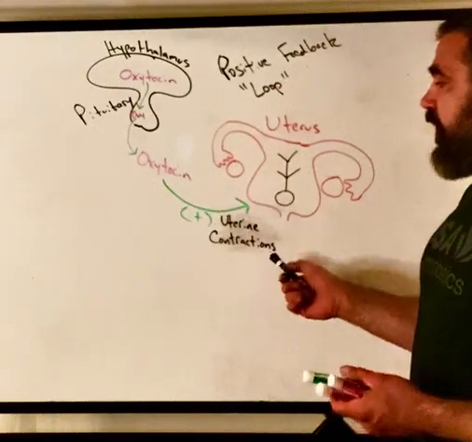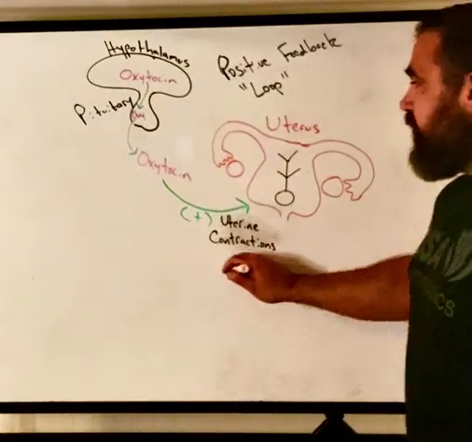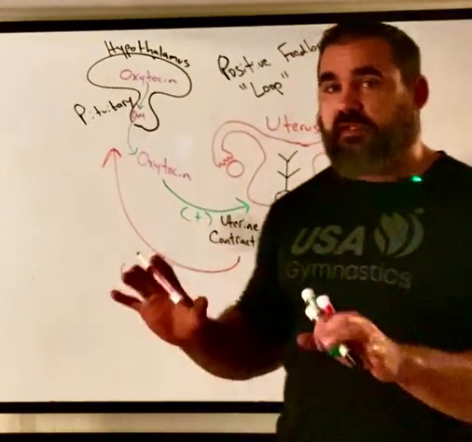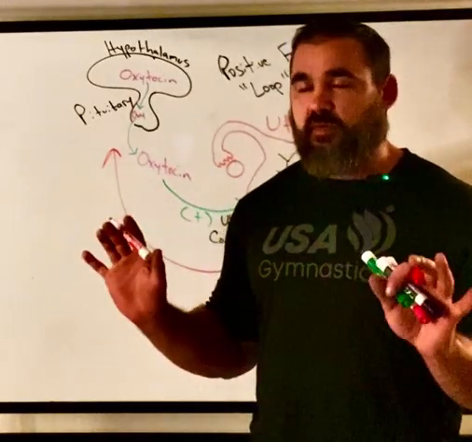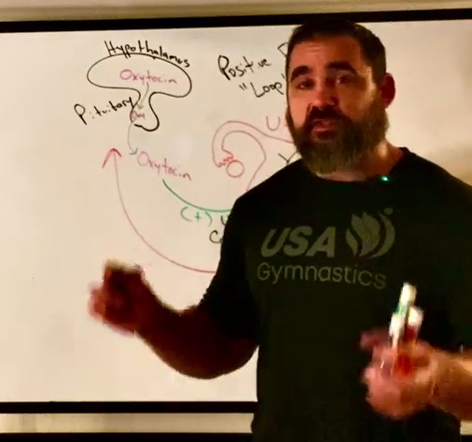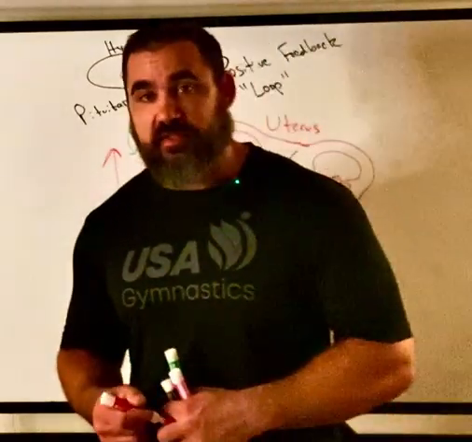Now, if this was a negative feedback loop, the more the uterus contracted, this would be negative, right? And we'd say, okay, uterus is contracting. Okay, slow down. So we don't want to contract too much, right? That's enough. But we want to keep contracting. That's not how it works. In this scenario, this is a short-lived event, and we want this baby to come out. We're not trying to just maintain homeostasis, right?